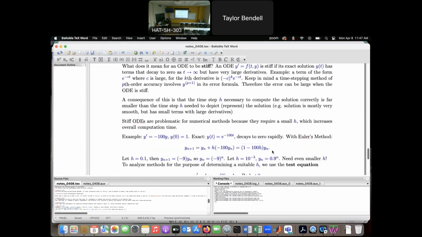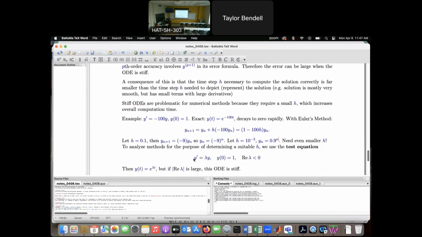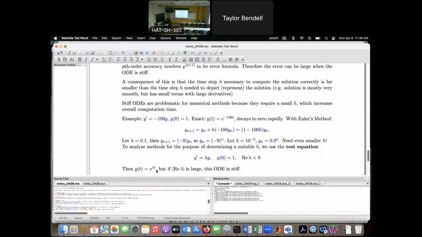So to determine what a suitable h should be, and what kind of h is needed to get the correct qualitative behavior, like the solution that's supposed to decay, we use this equation called the test equation. y prime is equal to a constant lambda times y, and we assume that the real part of lambda is negative. So here's the exact solution, e to the lambda t. And if the real part of lambda is negative, then this is going to exponentially decay over time. But if the real part is large in absolute value, so it's very negative, then this is a stiff ODE.